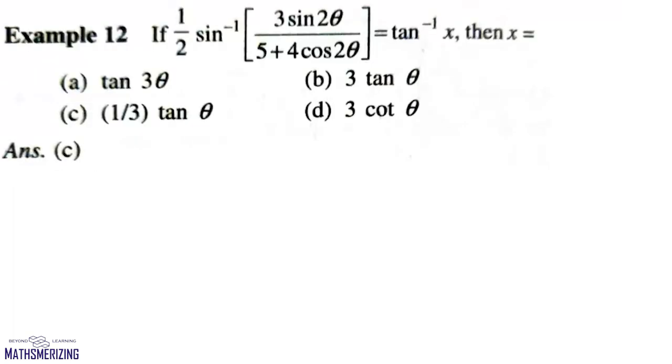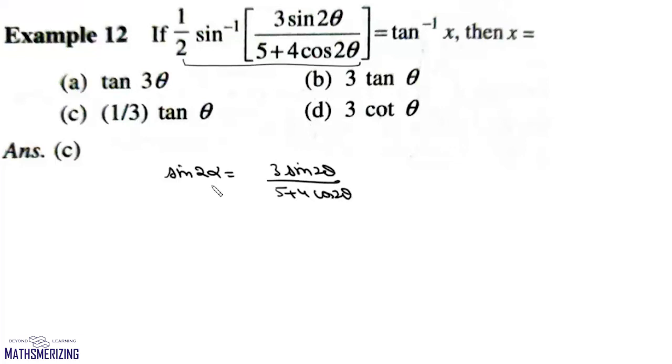Now here the question is, if 1 by 2 sin inverse of 3 sin 2 theta upon 5 plus 4 cos 2 theta is equal to tan inverse of x, then x is which of the following values? Now what we'll do is, we'll take this as some alpha. So we can write sin 2 alpha as 3 sin 2 theta upon 5 plus 4 cos 2 theta.